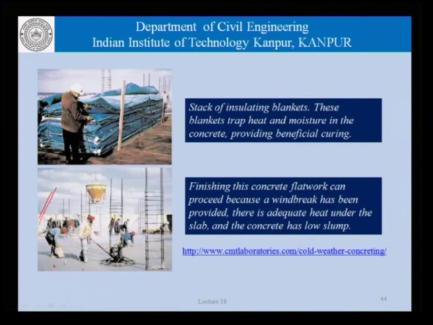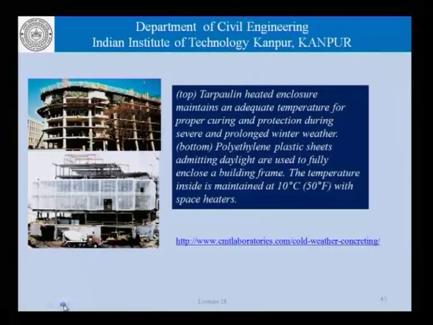In this case, of course, the silver lining in the cloud is that because the concrete remains workable for a longer period of time, the finishing operation can be carried out with a little more relaxed pace. On the top here, we see tarpaulin heated enclosures maintain an adequate temperature for proper curing and protection during severe and prolonged winter weather, and at the bottom we see polyethylene plastic sheets admitting daylight are used to fully enclose a building frame, and the temperature inside is maintained at 10 degrees centigrade.